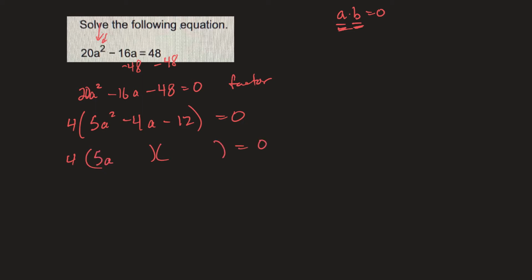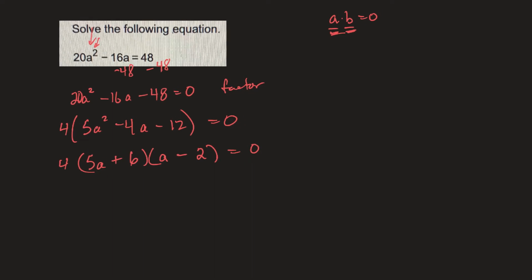I'm calling 5a and a, 3 and 4. I don't think that works. How about 6 and 2? 2 and 6. That's it. So 2 and 6, I think that's right. So this would be negative, this would be positive. Let me just go over here and confirm that.